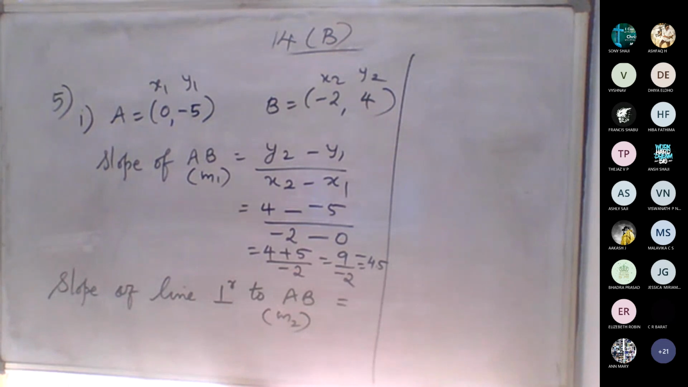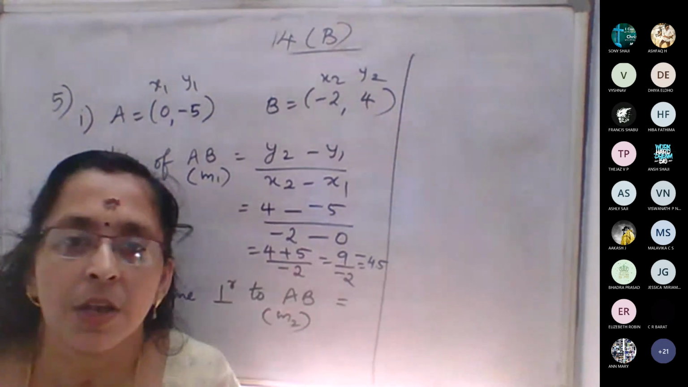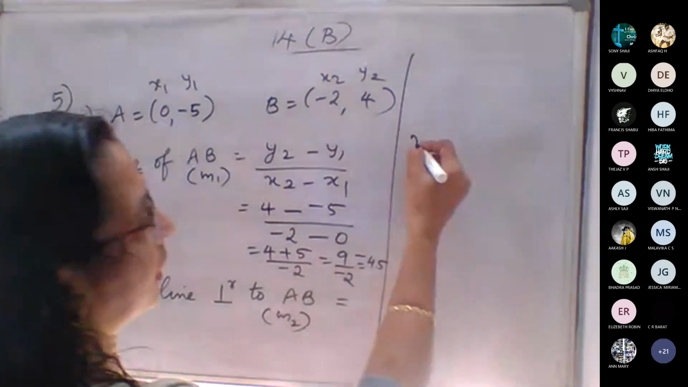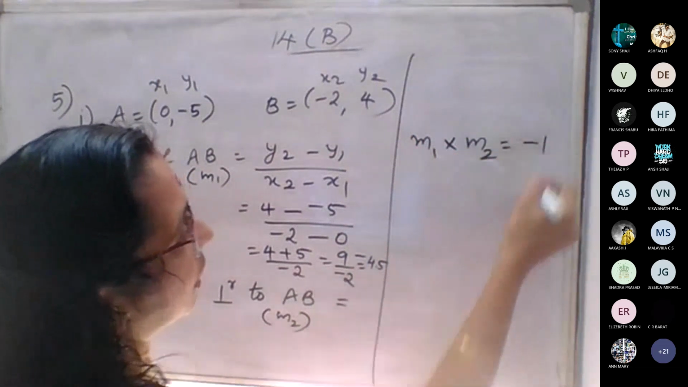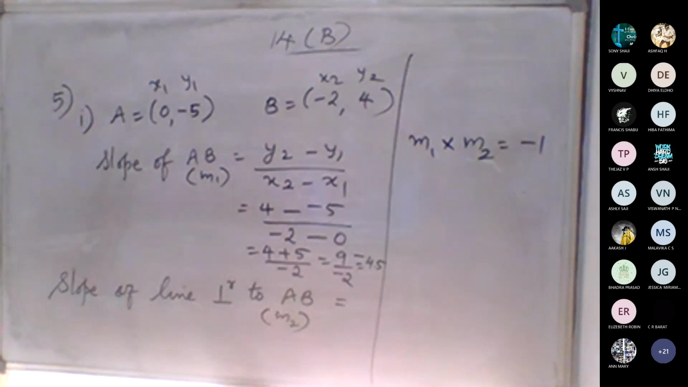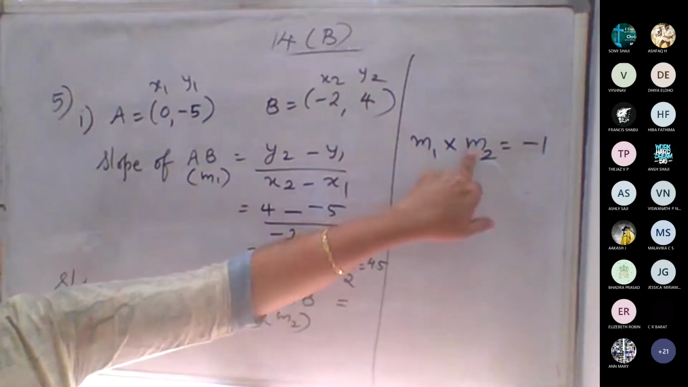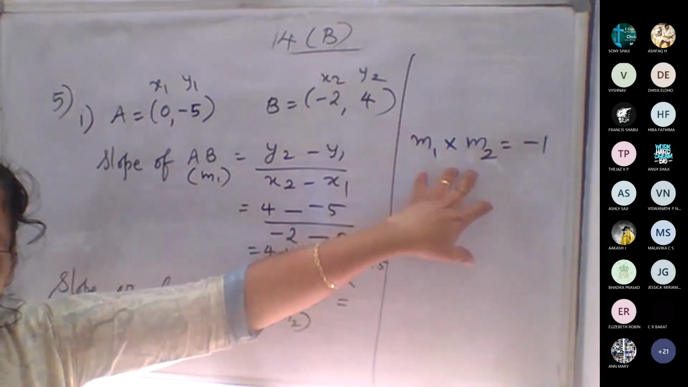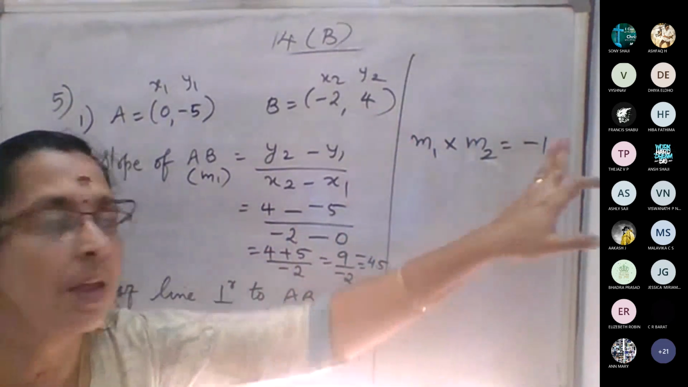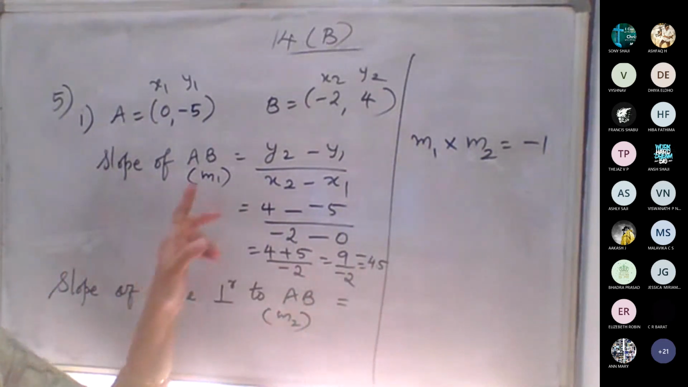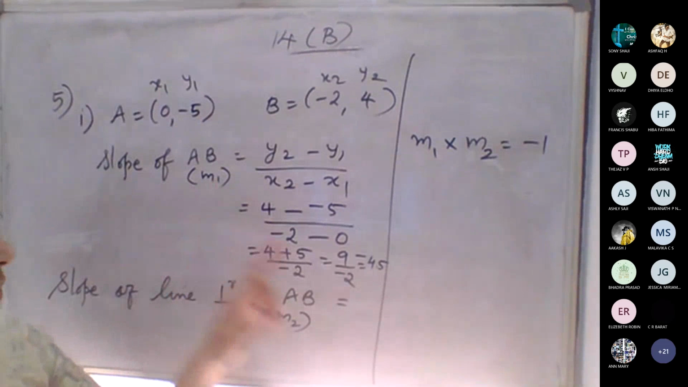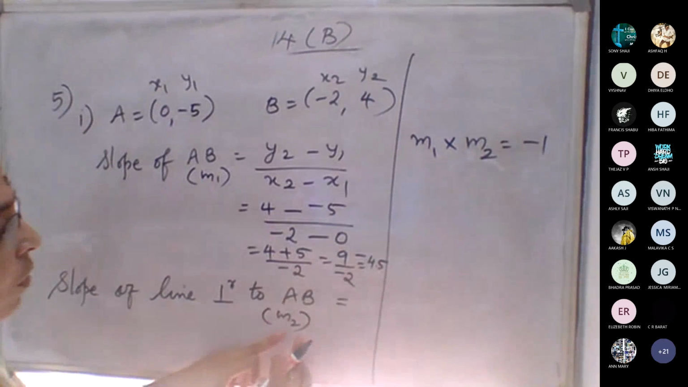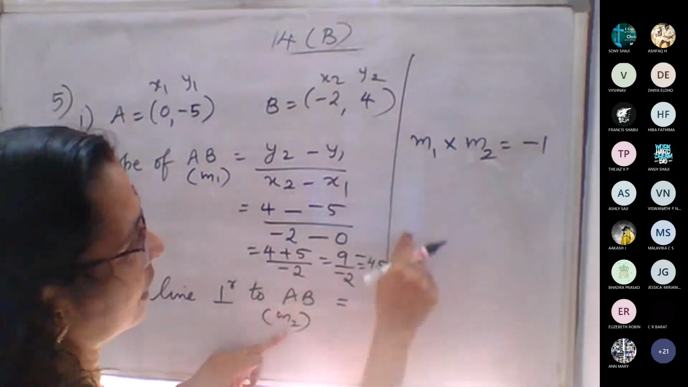Yes, ma'am. So what is our condition? Perpendicular. If two lines are perpendicular, then what will be the slope? If we multiply them, the answer will be what? Negative 1. That means the product of their slopes will be negative 1 if they are perpendicular. So we have m1 as negative 4.5, and we want to find m2.